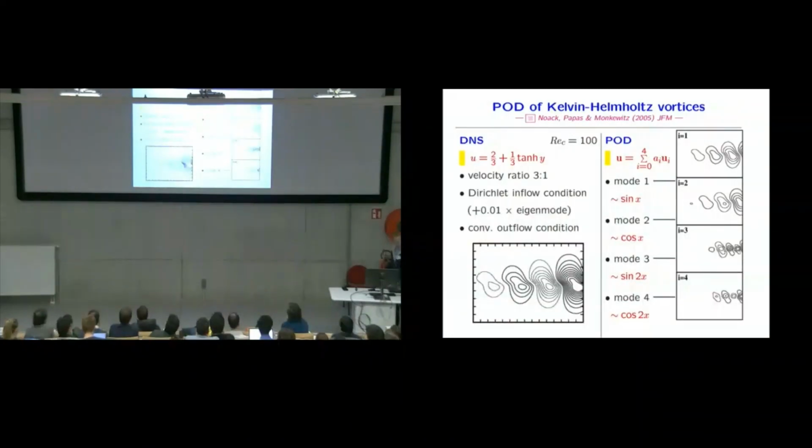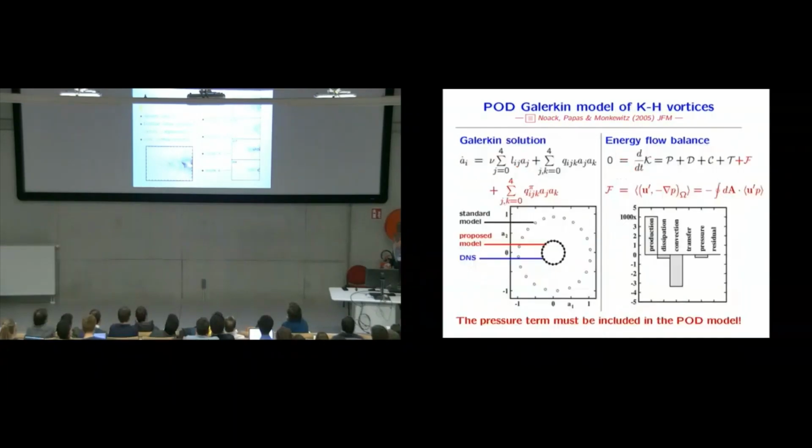Now we look at another flow. Shear layer, velocity ratio 3:1. Essentially what Steve has shown this morning, but a much smaller domain. These are the streamlines of the fluctuation. You do a POD: first mode, second mode, first harmonics, second harmonics. This should not surprise us anymore.